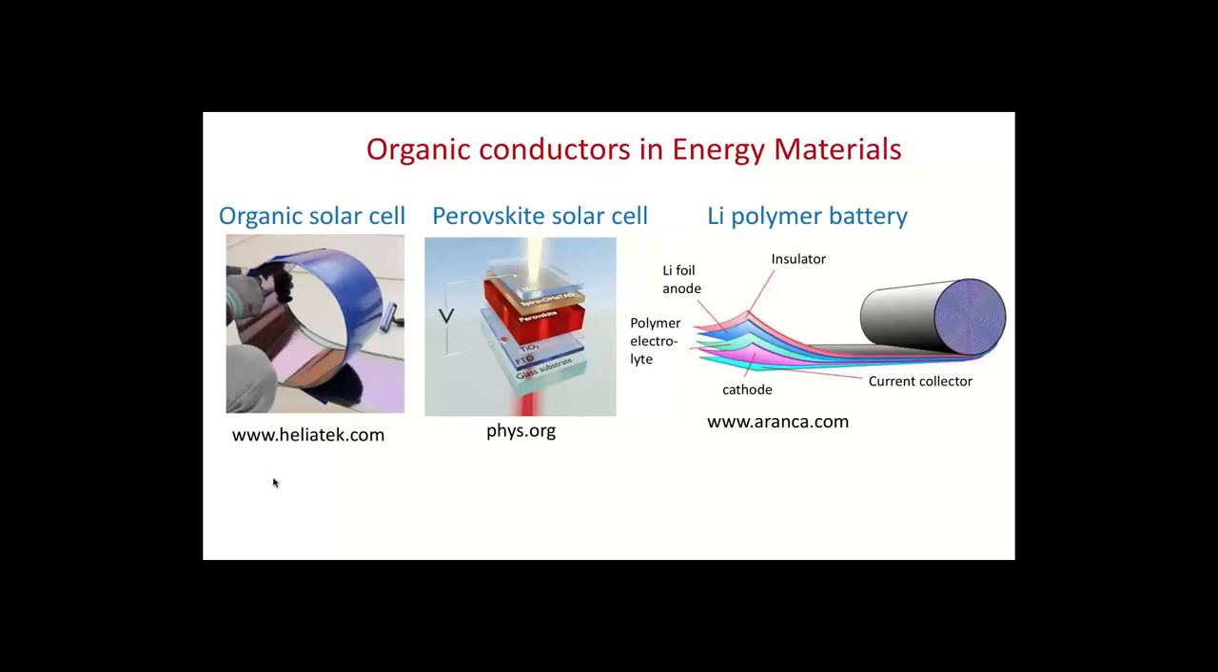So to make the perovskite solar cells more efficient, you've got to understand transport through an organic layer. And thirdly, an application which I think is very promising, but which I will say is outside my own expertise, is in polymer batteries.